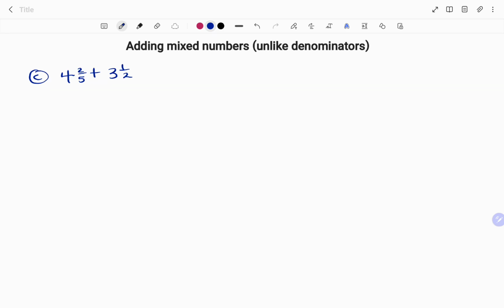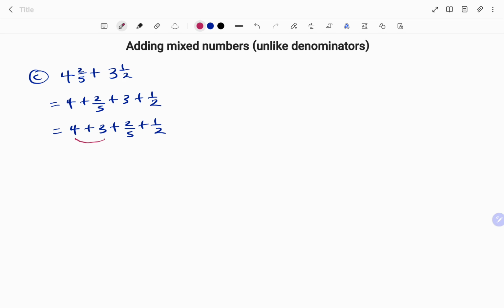In this example, I have 4 2/5 plus 3 1/2. Like I did earlier, that is going to be 4 plus 2/5 plus 3 plus 1/2. Grouping the like terms, I'm going to group my whole numbers. My whole numbers are 4 and 3. And then I group my fractions, 2/5 plus 1/2.